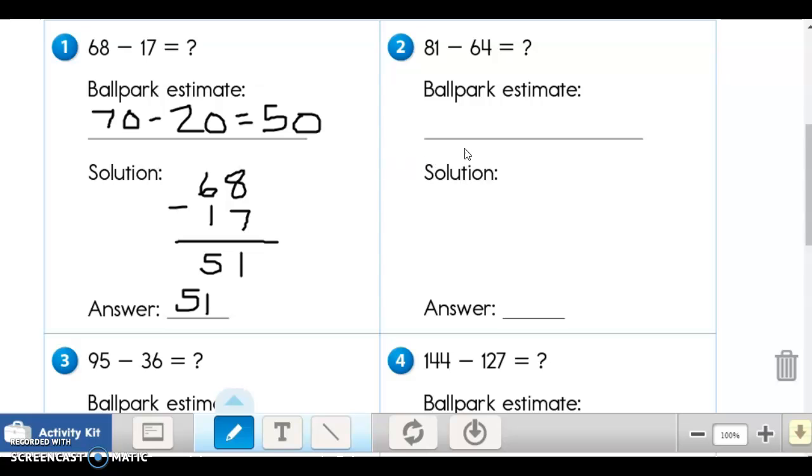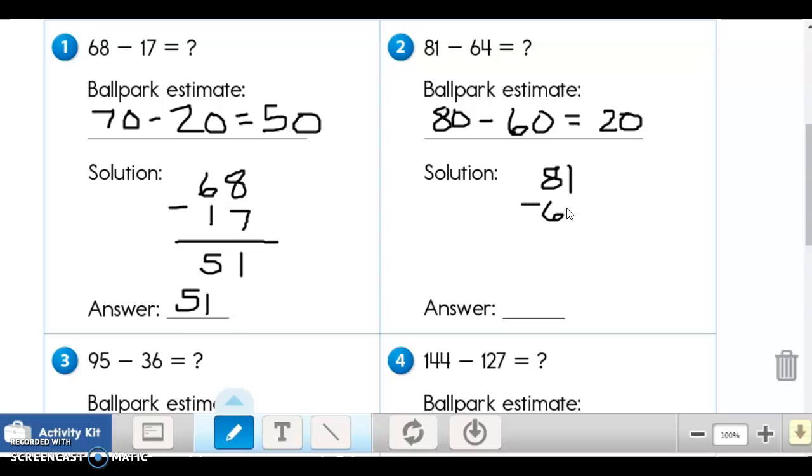Let's try this next one. 81 minus 64. 81, we're going to estimate that to the nearest 10 would be 80. 64, nearest 10 would be 60. 80 minus 60. I know that 8 minus 6 is 2, so that would be 20. Let's write that up and down.